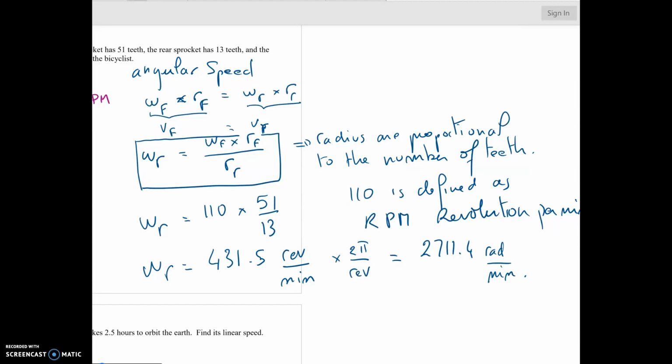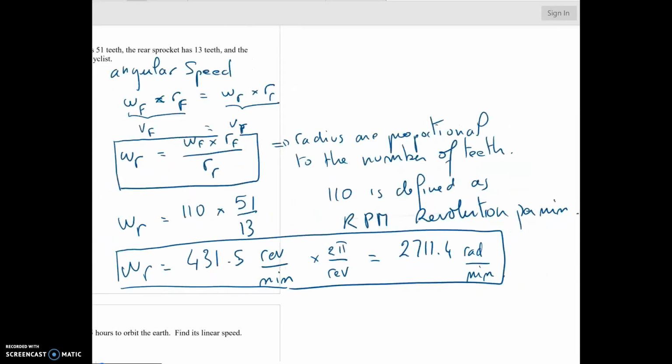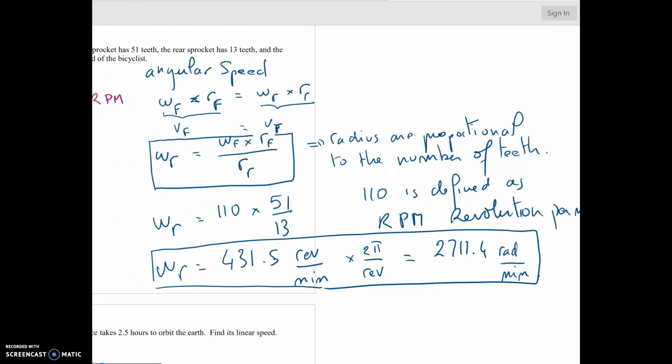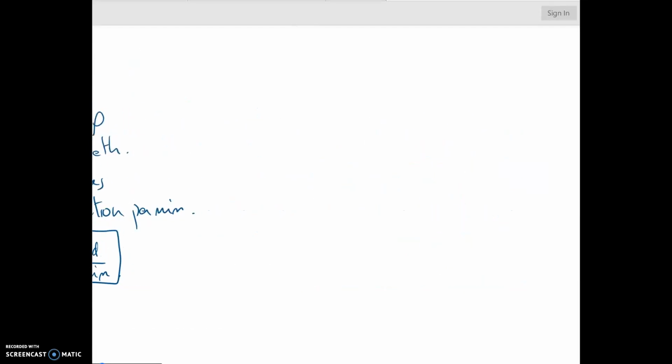Now that I know the value of the angular speed of the rear sprocket, I can calculate the velocity v, the linear speed. So the linear speed v equals omega multiplied by r.